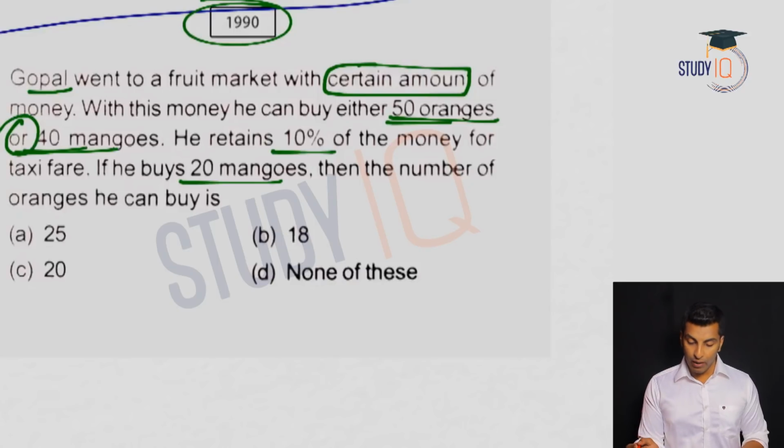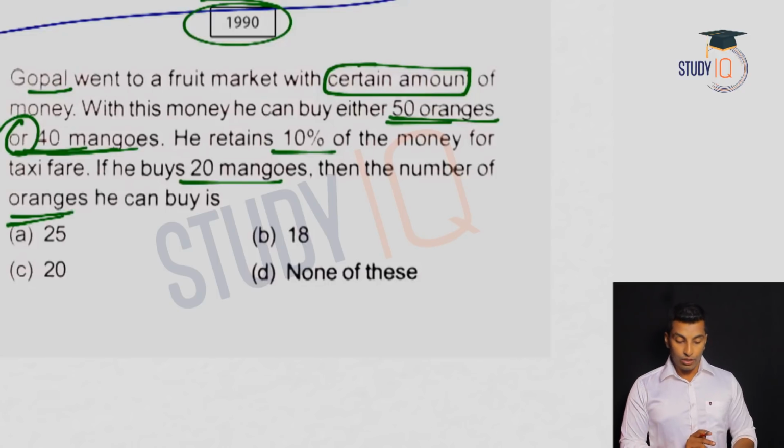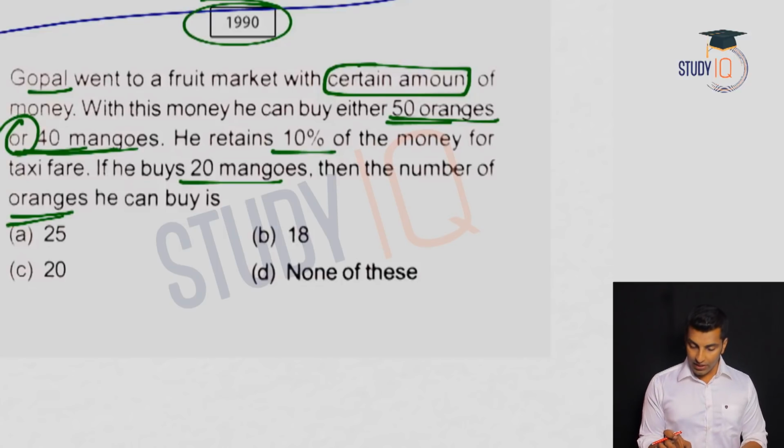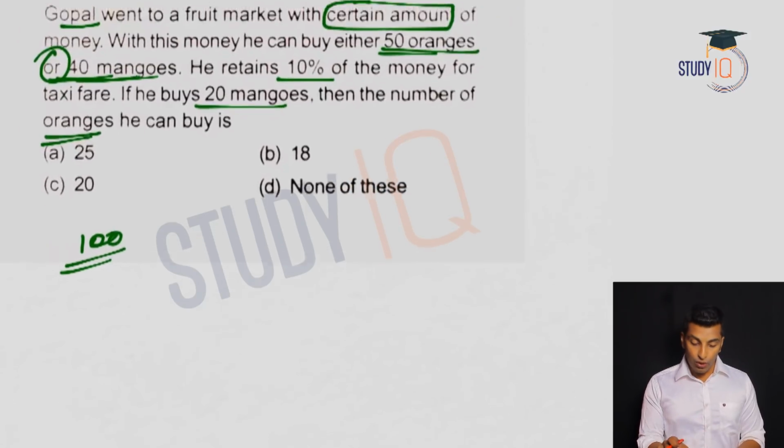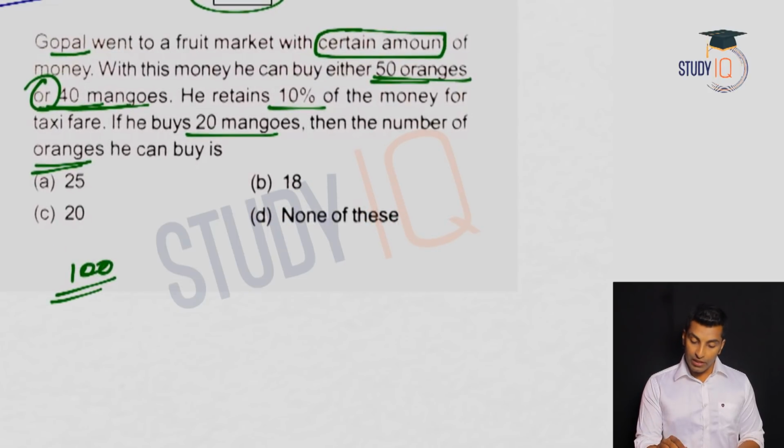So he is buying 20 mangoes only. I told you already he can buy 40 mangoes. So he can obviously buy some oranges also, and that's what they are asking. So how will you solve this question? In this question, you can assume a particular amount. It's always better to assume that he is having 100 rupees.